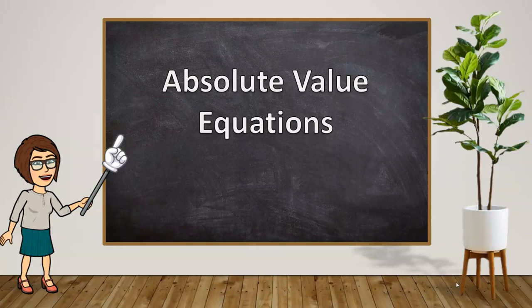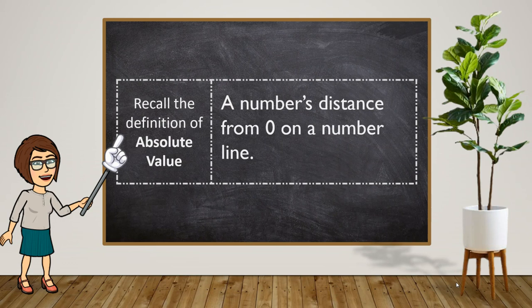Okay, today, guys, we are going over some 4.0 content. We're looking at absolute value equations. Something we want to remember when we look at absolute value equations is what absolute value means, right? Absolute value is a number's distance from zero. So again, recall the definition: a number's distance from zero on a number line.